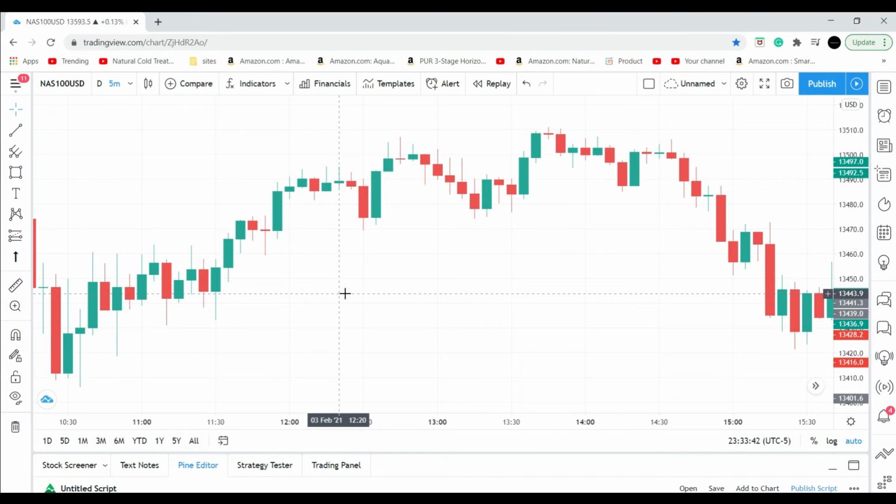Okay, so this is the Nasdaq 100. I'm quite sure you can tell that I love the Nasdaq 100. We was making higher highs. We had this nice little pop right here.